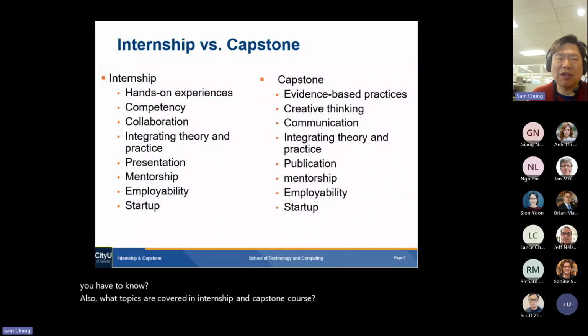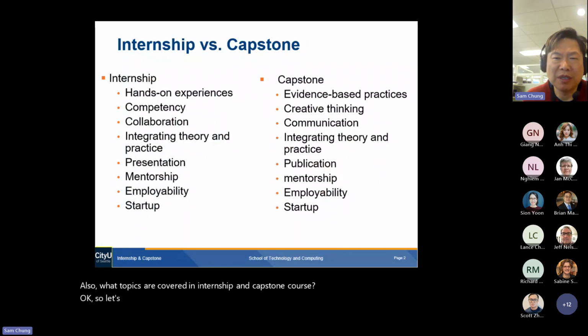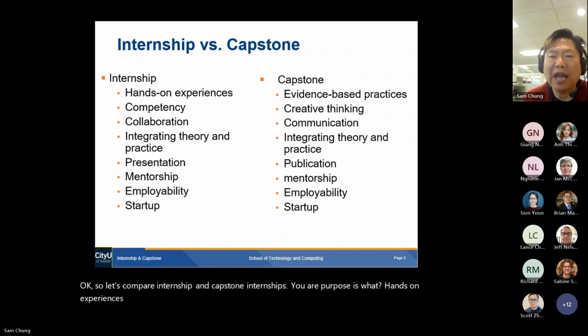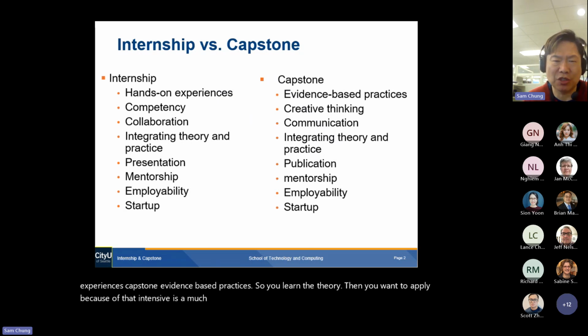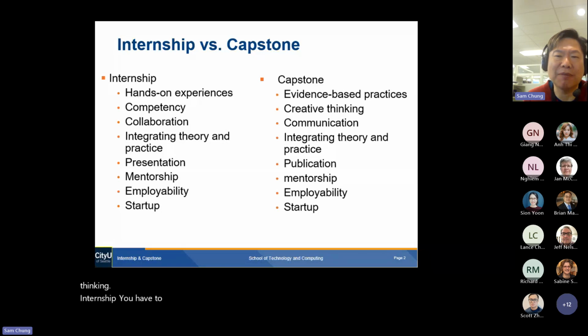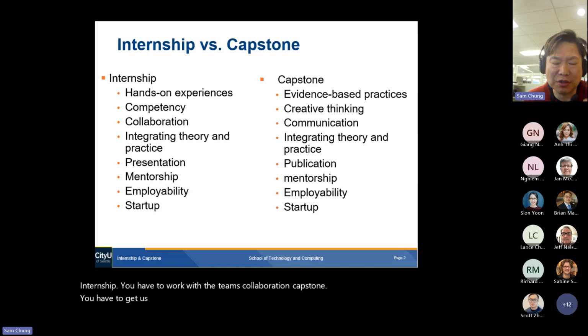Okay, so let's compare internship and capstone. Internship, your purpose is what? Hands-on experience. Capstone, evidence-based practices. So you learn the theory, then you want to apply it. Because of that, internship is much more about collaboration and competency. You want to earn skills. Capstone, creative thinking. In an internship, you have to work with teams, collaboration. In a capstone, you have to get some idea, and usually you have to have good communication with your advisor.